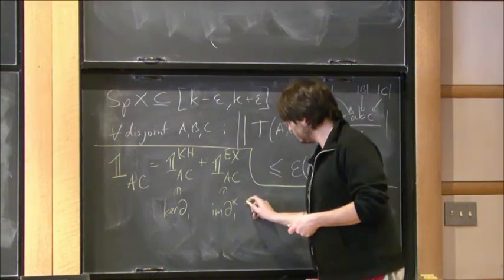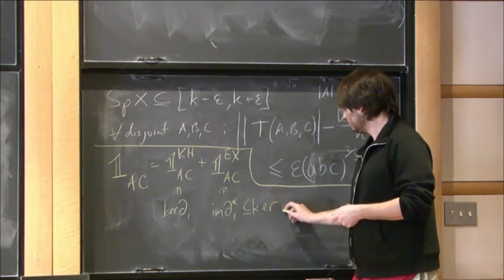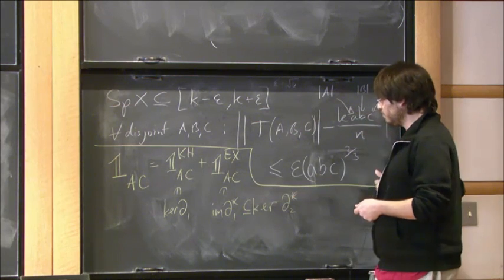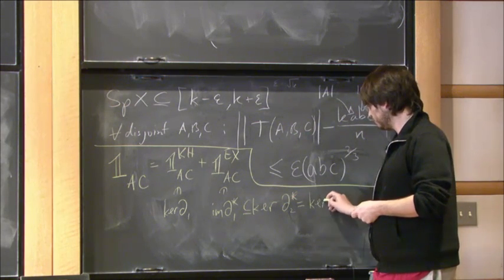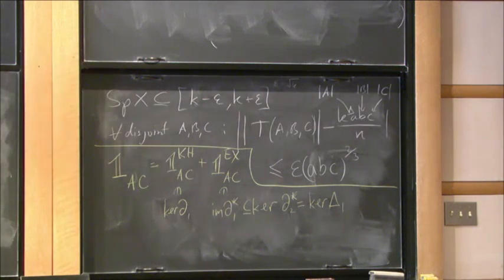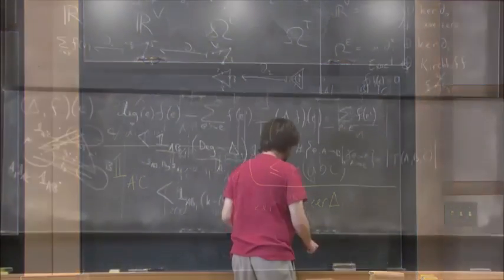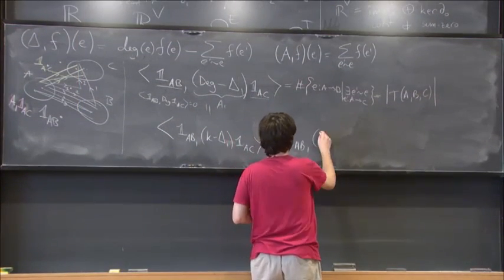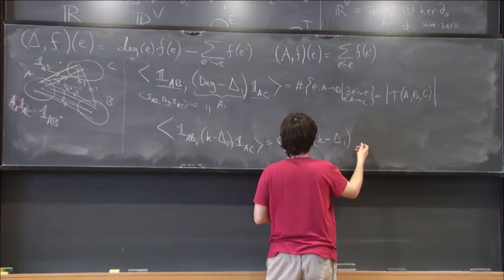Okay, and this you know is in the kernel of delta 2 star. If I take it one dimension higher, it vanishes, and this is the kernel of the Laplacian. So this part vanishes in the Laplacian. So we have 1 AB, and here K minus delta 1. Okay, let's still write it.